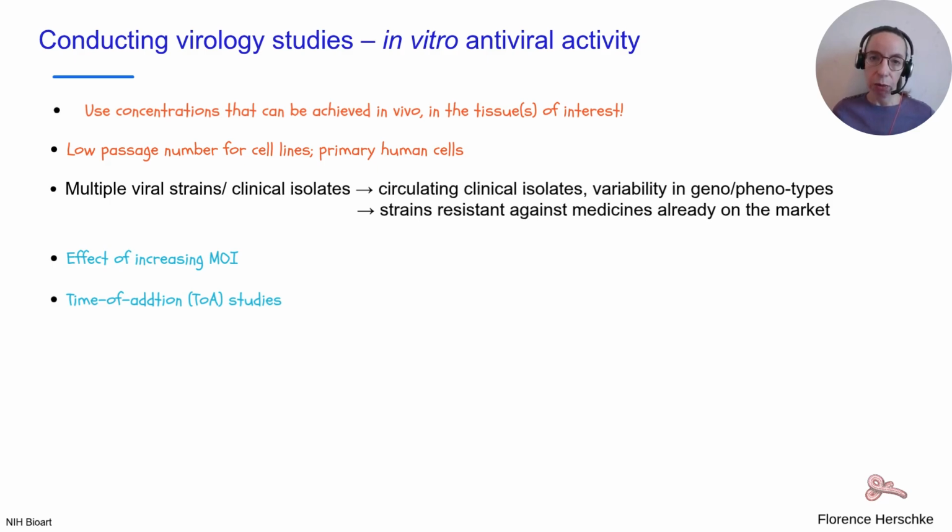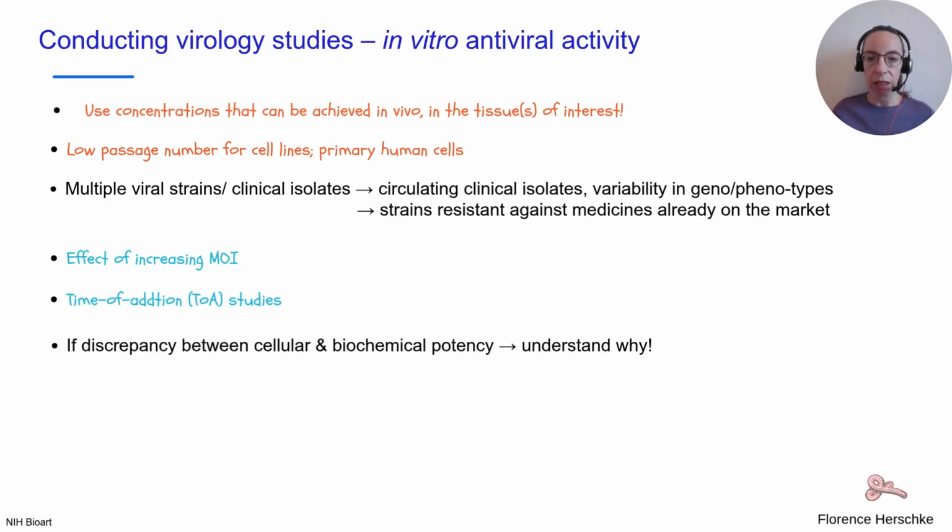Finally, if you observe a discrepancy between the potency of the candidate between cell-based assays and biochemical assays, it will be requested to understand why. This is often observed for nucleoside and nucleotide analogs. And there, the advice from the FDA is to measure the intracellular concentration in triphosphate form as well as its half-life.